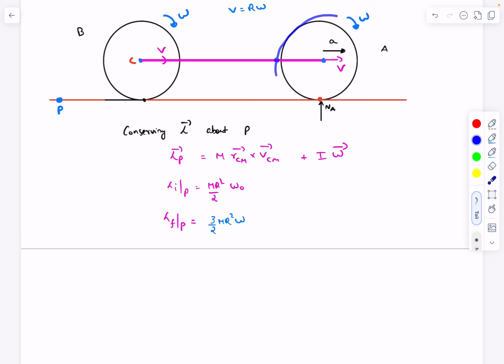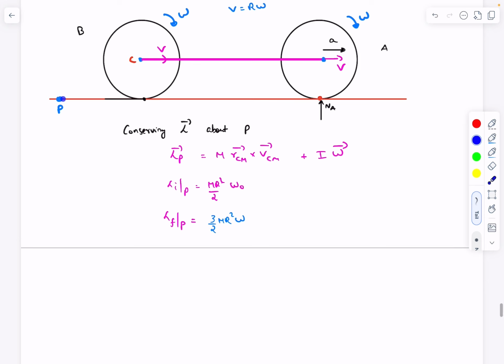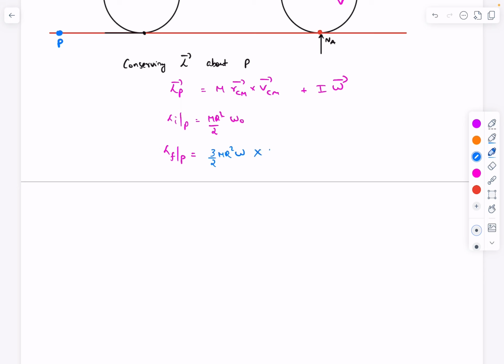And similarly for this disk also, the contribution is going to be exactly the same, right? Because even though R_CM is further away, if you do R_CM cross V_CM, that will only consider this perpendicular component. It will be MVR anyway. The contribution will just get doubled. So this is going to be 3 MR squared omega. So this is the final angular momentum about the point P.